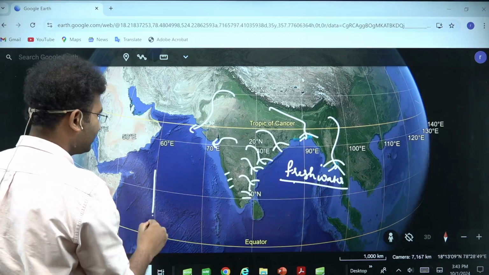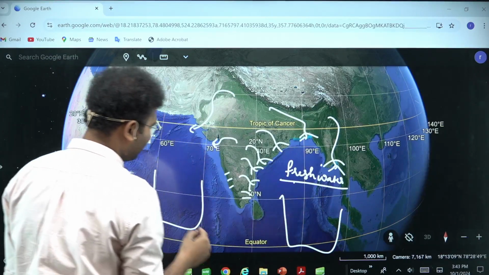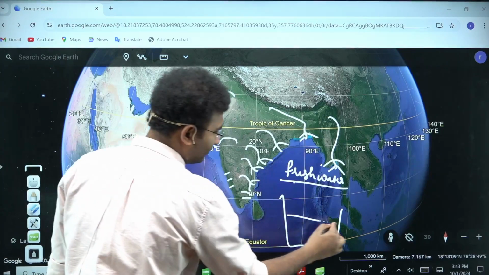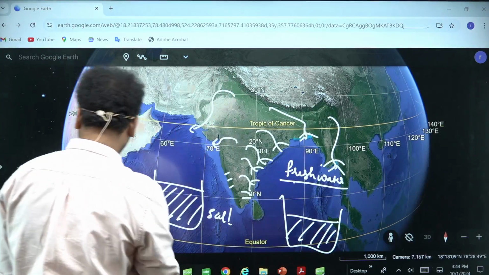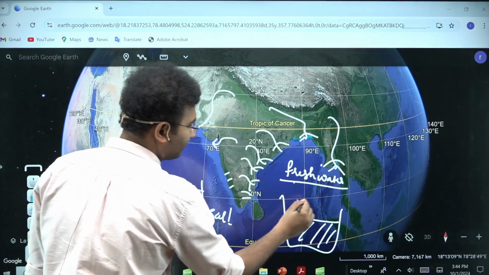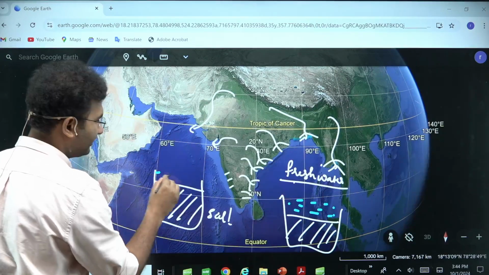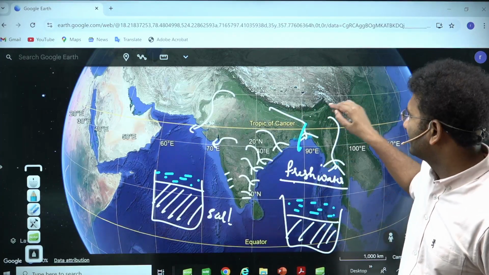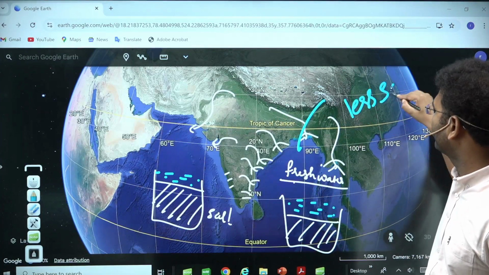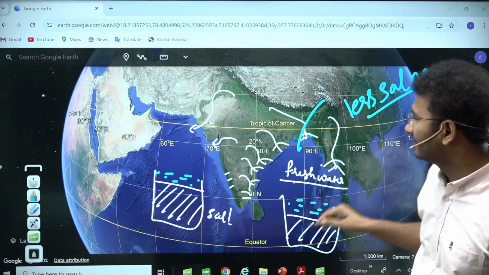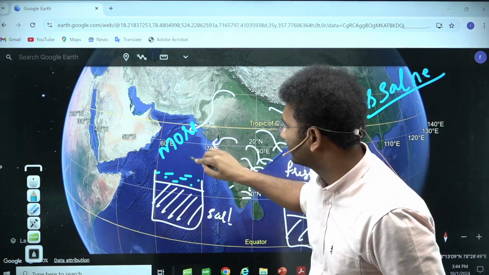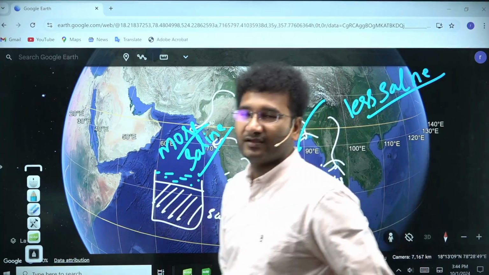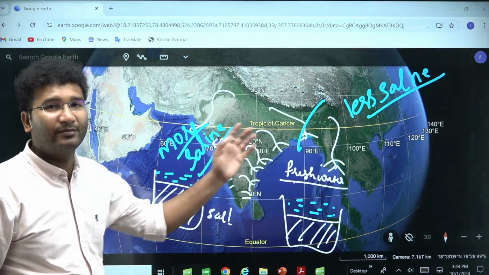Let's imagine this is a bowl and this is also a bowl, and this is the total amount of saline water and this is the total amount of saline water. But the rest of the water there is fresh water added in the form of rivers, and here only a little fresh water is present in the form of rivers. So that's why this is less saline and this is more saline. So your Arabian Sea is more saline than the Bay of Bengal.